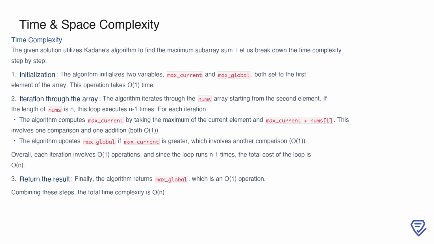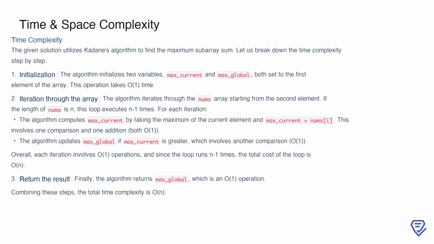Here, we analyze the time complexity of the solution, which is based on Kadane's algorithm. First, the algorithm initializes two variables, max_current and max_global, both set to the first element of the array. Since this is a single operation, it takes constant time, or O(1). Next, it iterates through the rest of the array, starting from the second element. If the array has n elements, this loop will run n-1 times.